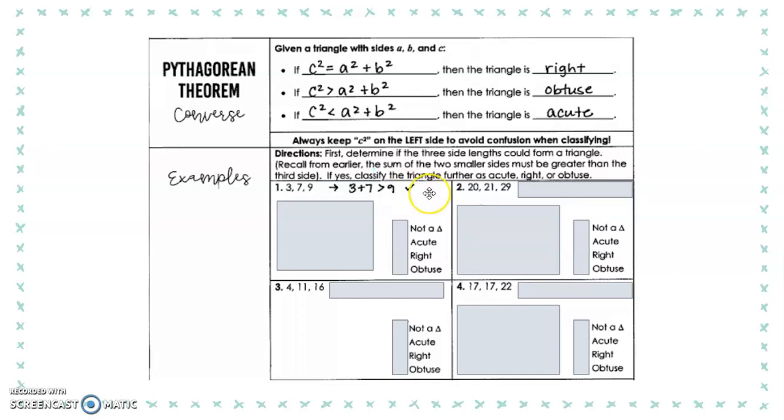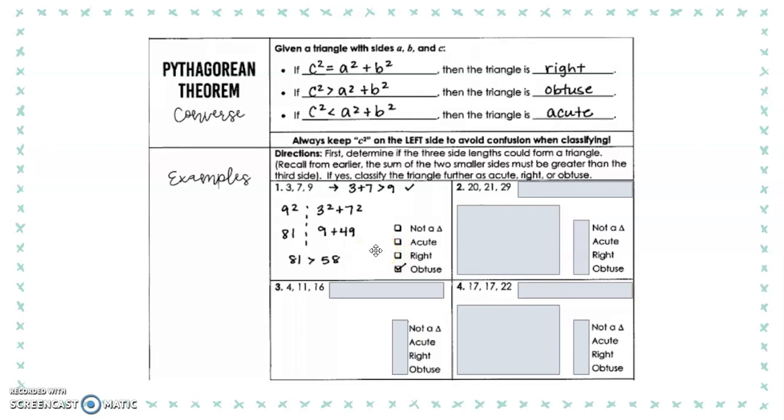So in this case, 3 plus 7 is greater than 9. I know that a triangle is formed, and now I can figure out what kind of triangle it is. We're going to start with squaring the 9, and then on the other side, we're going to square 3 and square 7 and add them together. 9 squared is 81. 3 squared plus 7 squared is 58. When I compare those two numbers, I see that 81 is greater than 58. If my c squared is greater than a squared plus b squared, then that means my triangle is obtuse.